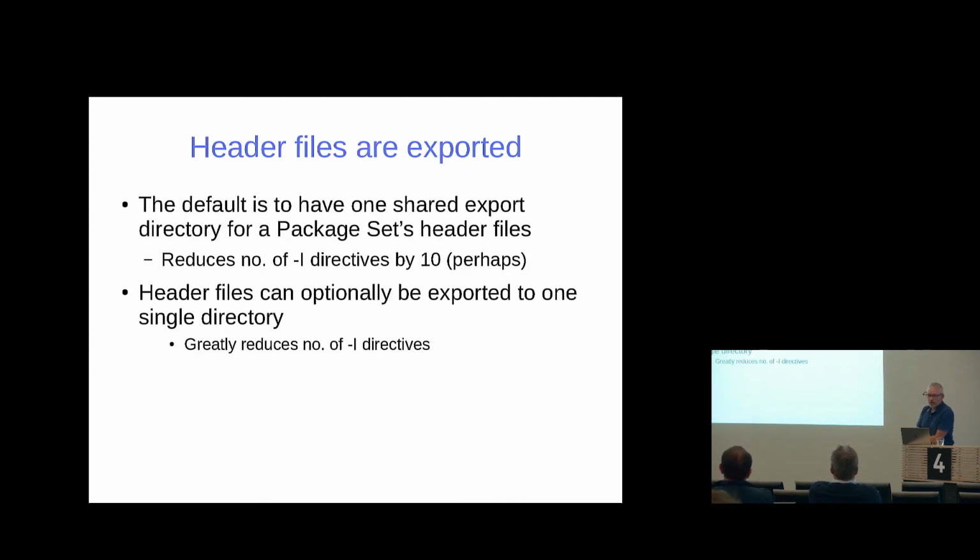So HiMake does one thing. All the header files that shall be made available to other packages must be exported. And the default is to have one shared export directory for one package set. And depending on how many packages there are in a package set, we might reduce that by 10. But that can still be too many -I directives. So we also optionally allow the user to specify that all header files shall be exported to one single directory. And we have seen really good build improvement times on that.